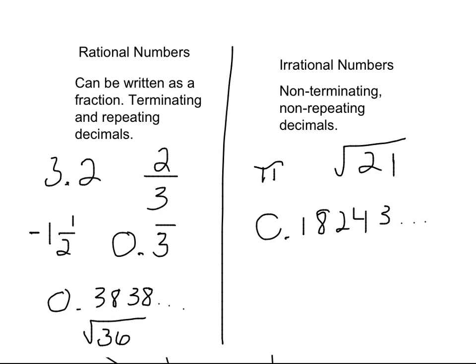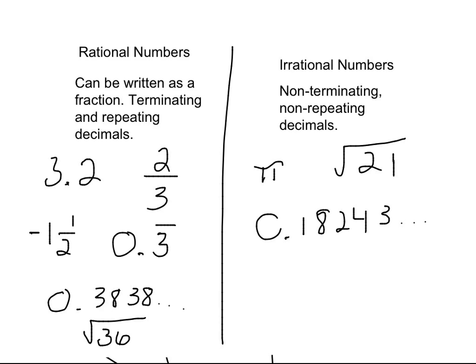Then 2/3 is a fraction, -1.5 is a fraction, and then the 0.3838... you can see that it repeats, so that is rational, it can be written as a fraction. And then the square root of 36 is rational because it's a perfect square and equals 6.